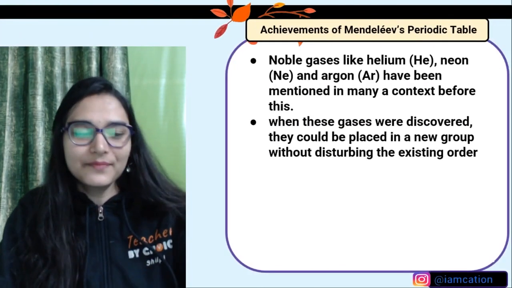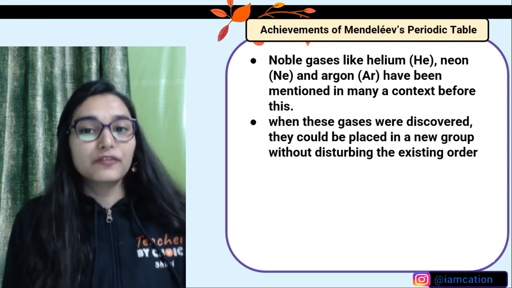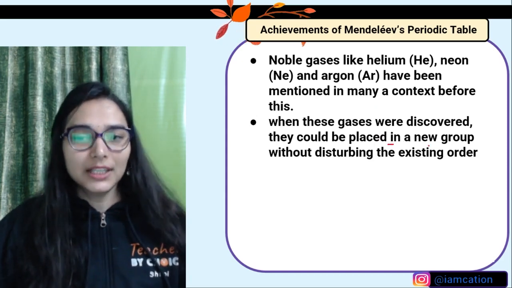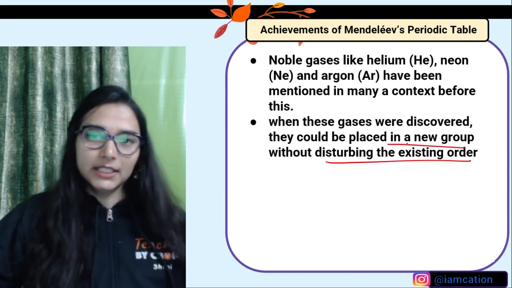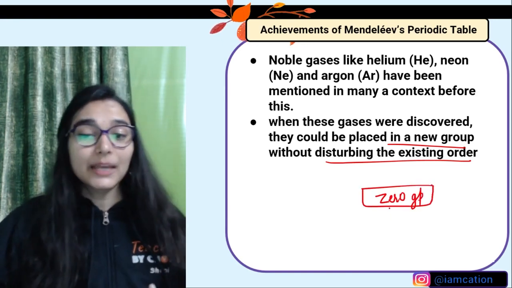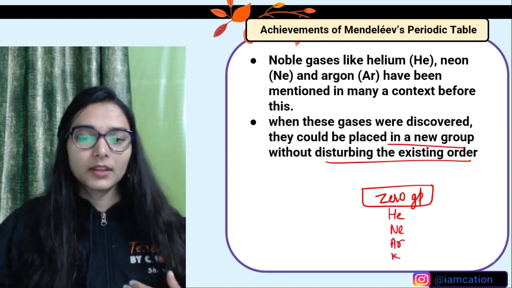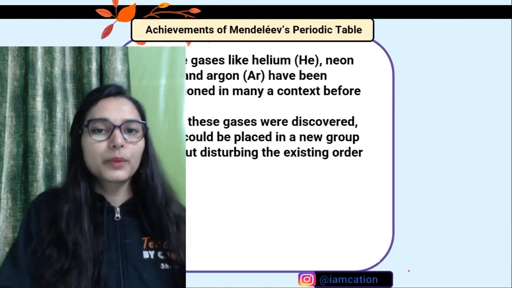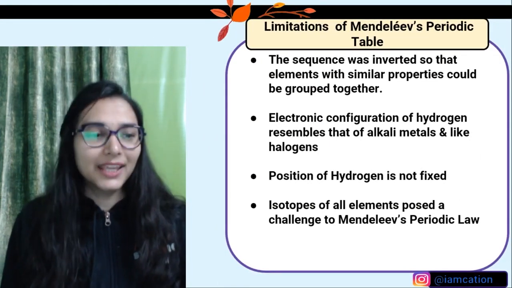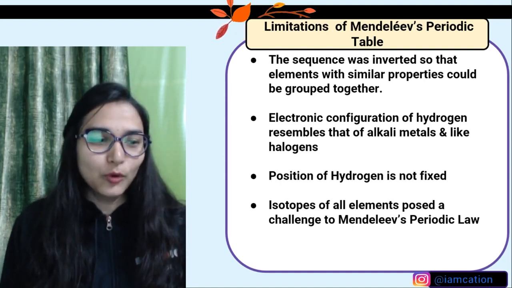Not difficult. Okay. Another achievement: noble gases were not discovered, but once they were discovered, they were easily kept into the table without disturbing it. So we gave the name zero group, like Mendeleev, and he kept all the noble gases over there. Okay, so in the zero group we kept them without disturbing the table, but there were some limitations. That is why today we don't stick by Mendeleev's periodic table only. We study the modern periodic table.